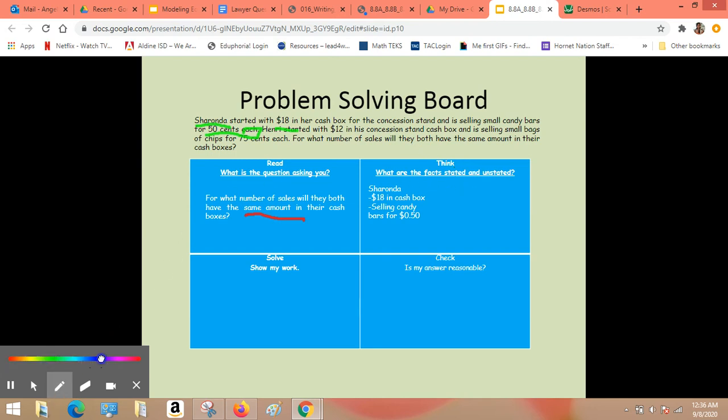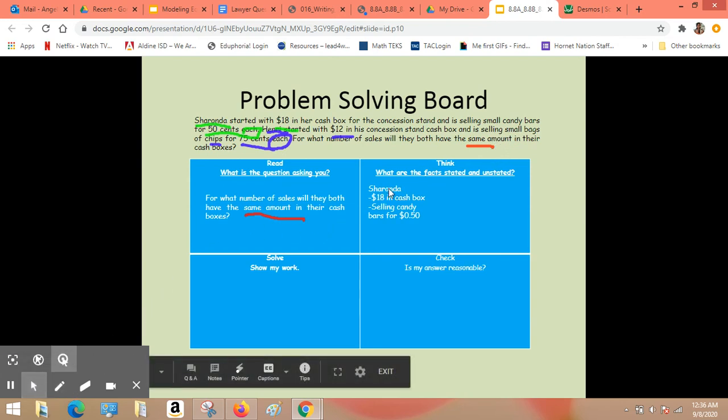Now let's look at my boy Henry's. Henry started with $12 and is selling small bags of chips for 75 cents each. So we want to find out how many sales until they have the same amount.